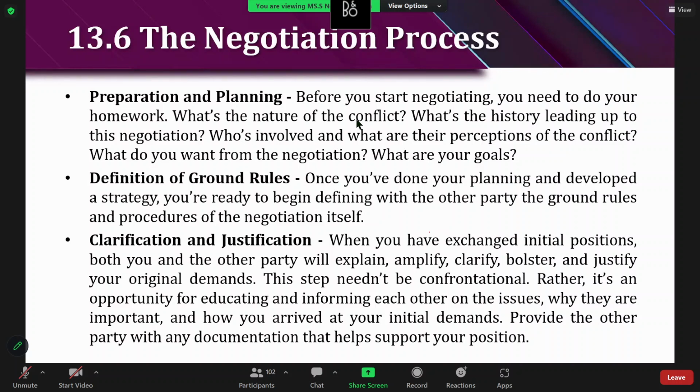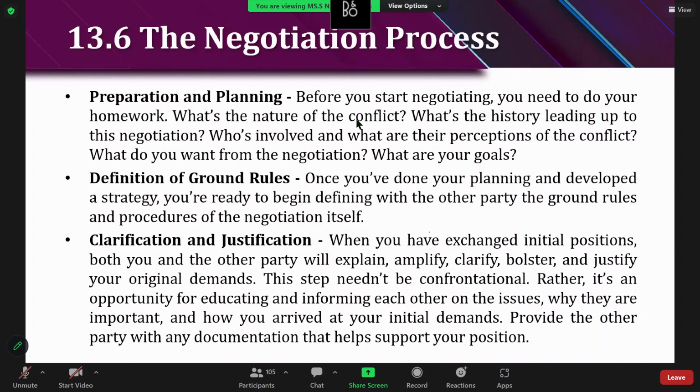So why I'm demanding this, or why I'm expecting this amount of money from the management, is because you have to provide your justification. Why is it needed for yourself? What is your expectation and what are the reasons behind those expectations? What is the justification of your own expectation? You have to provide the justification, and this step need not be confrontational. You should not confront the other parties. The only thing you are doing here is trying to justify your own demands.